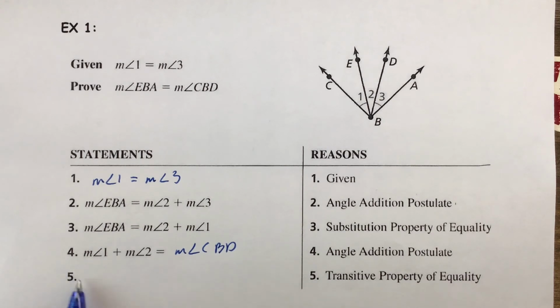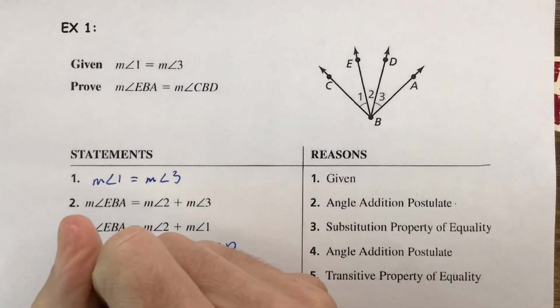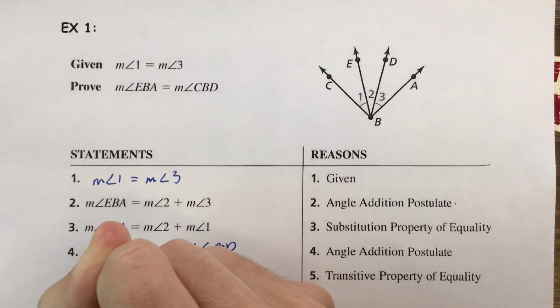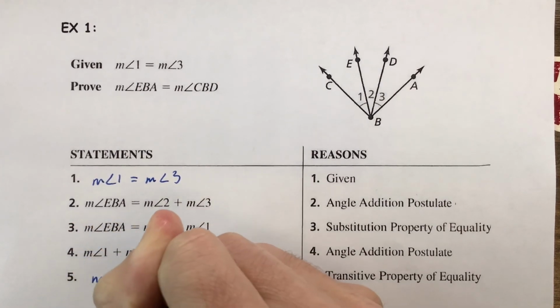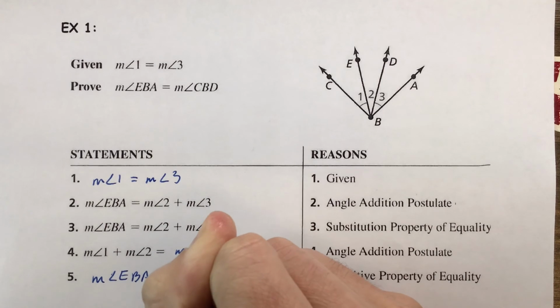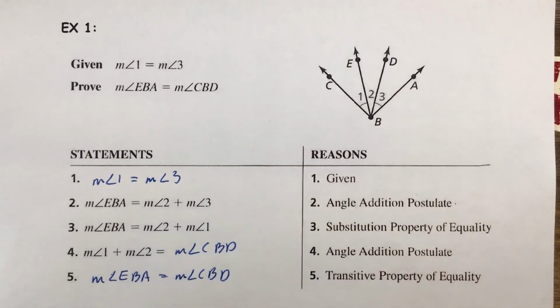We only got one more spot left. We only got one more thing left according to how I've outlined this here. The very last part always has to be what you're trying to get to. So we're going to end up writing that the measure of angle EBA is equal to the measure of CBD. That always has to be your last line, because that's what you're aiming to get to in that proof. All right, now how do we get there?